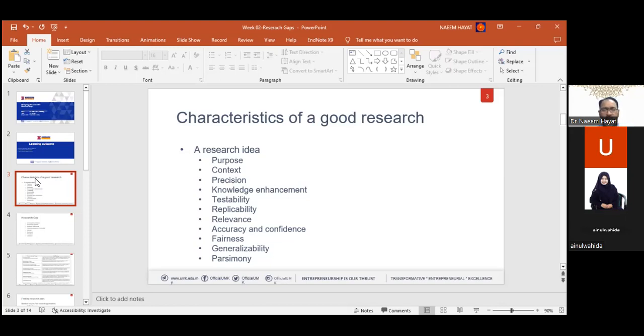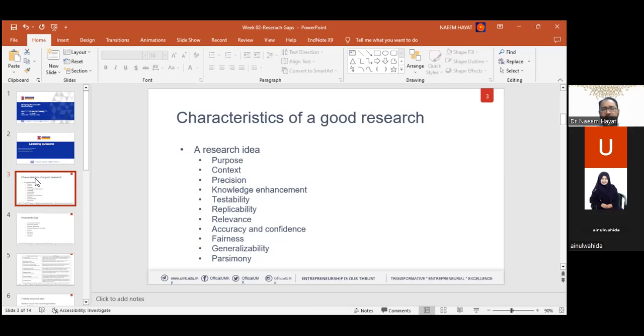Another attribute of good research is testability. Whatever we are doing, qualitative or quantitative, whatever divide we are making, or the method we are utilizing, the information as well as the method we are using must be testable. Testable so that it can be reproduced and can be verified by other people as well. So testability, qualitative or quantitative, whatever method we are using, the method must be testable.